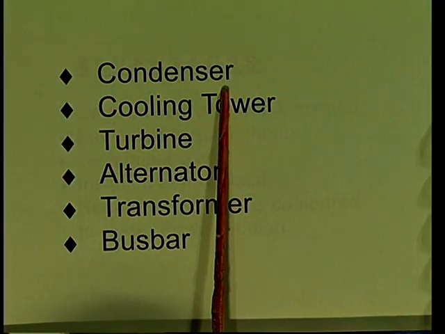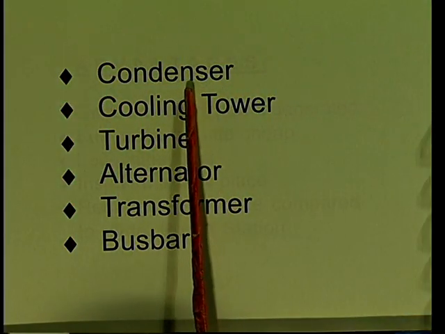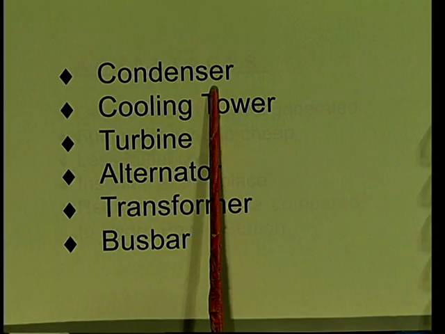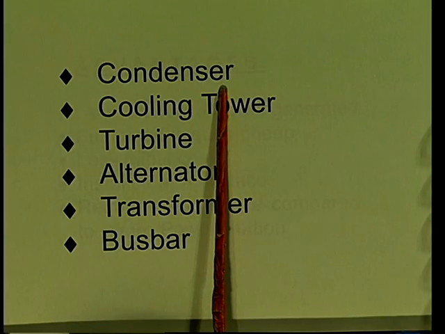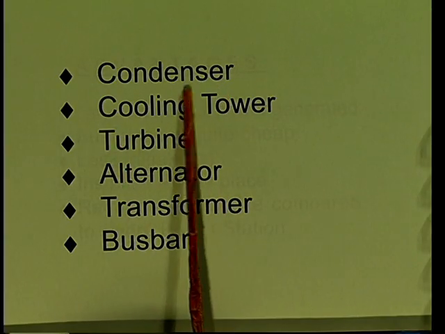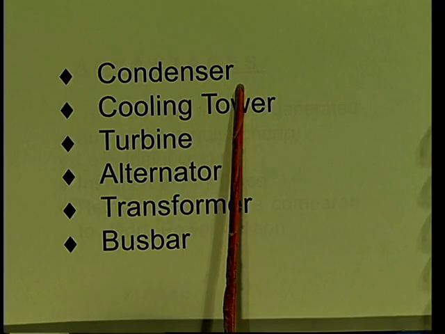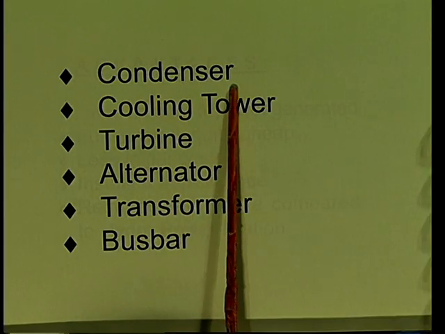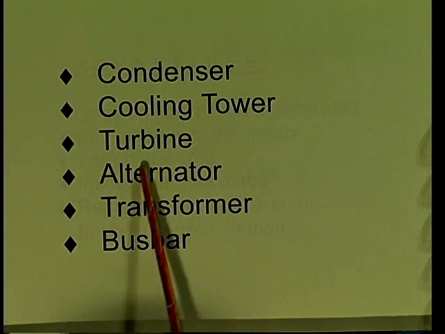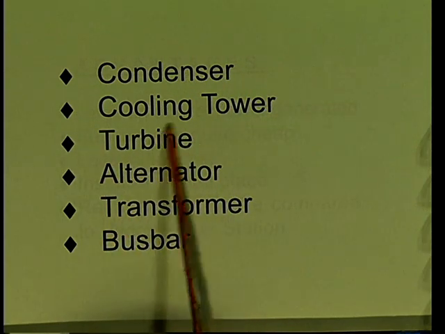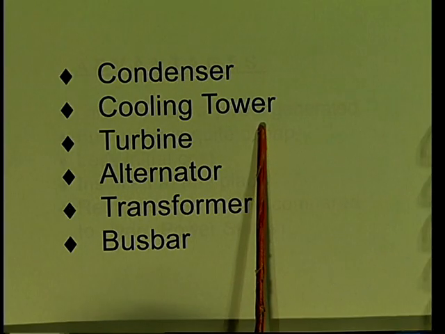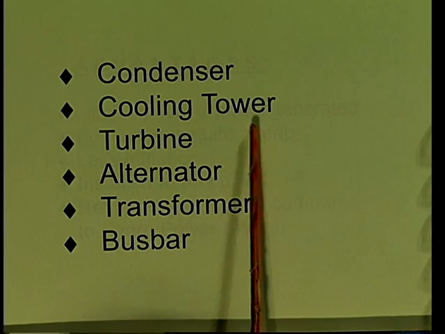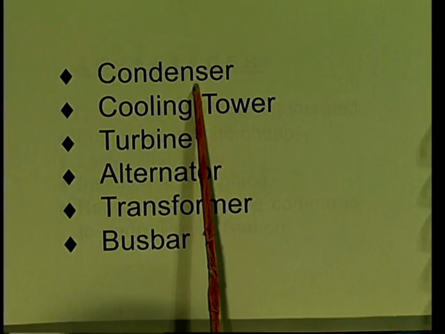Condenser. The purpose of the condenser is to convert the steam into condensate form. Two types of condensers will be there, surface condenser and jet condenser. Basically, surface condenser will be used in power stations. Then cooling tower, the purpose of the cooling tower is to convert the hot water into cold water. This cold water is fed to the condenser.